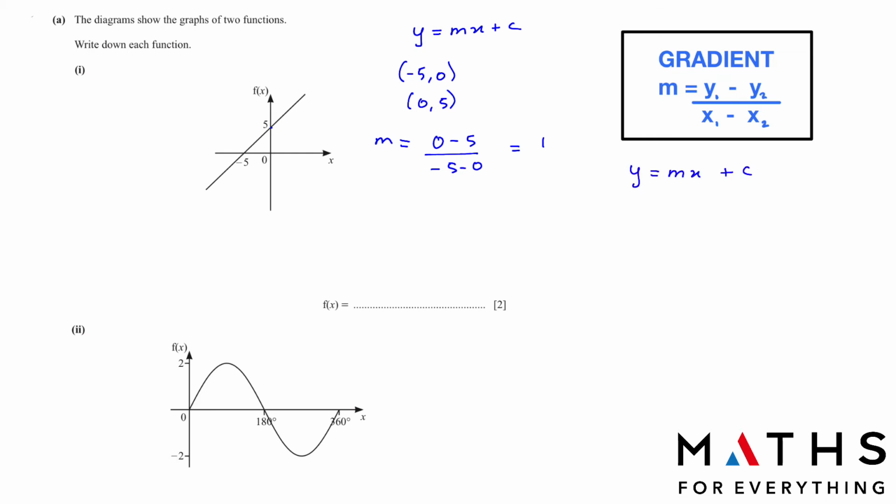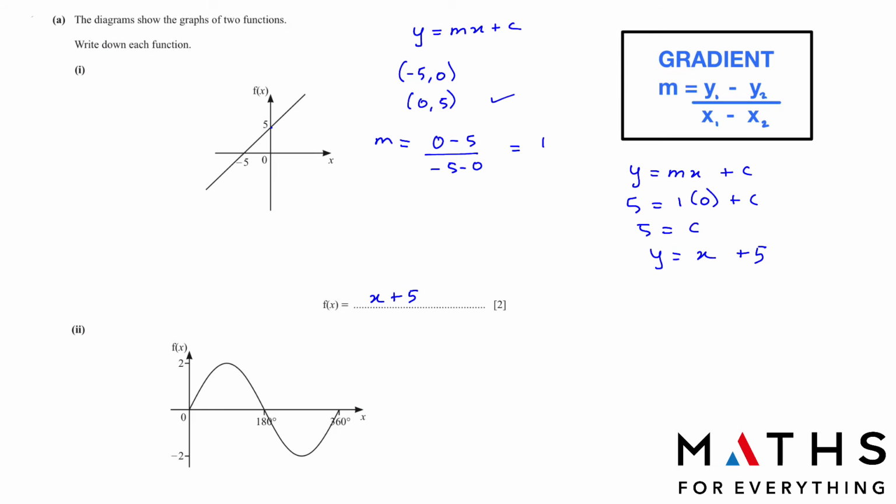Now replace, choose any point which you want. I will choose this point. Replace the y with 5, gradient with 1, and x with 0. So 5 is c. So what is our m? 1. So y is equal to 1x plus 5. It's okay if you do not write the 1. You can just write the x. That's our function, x plus 5.